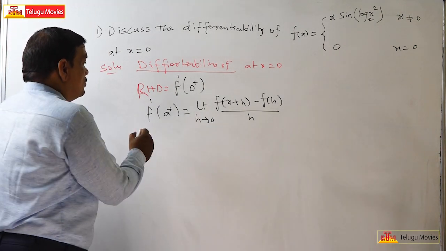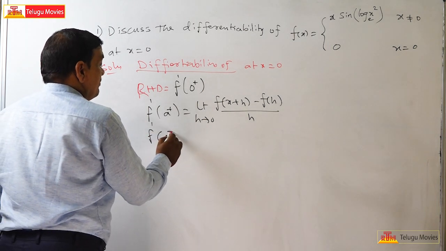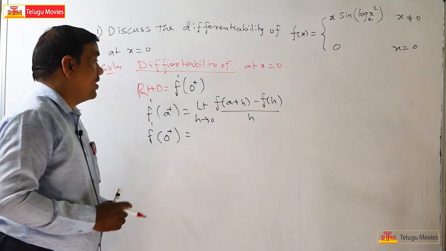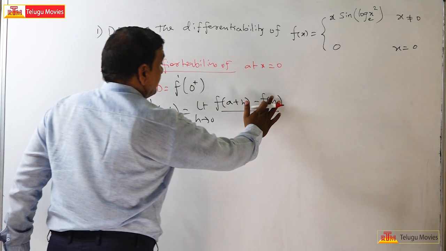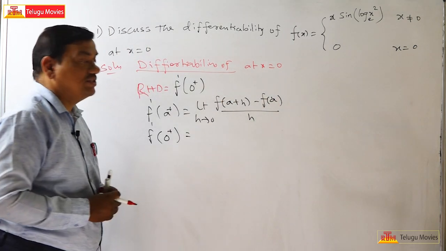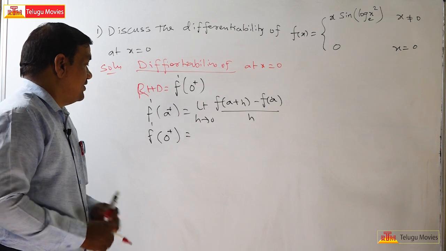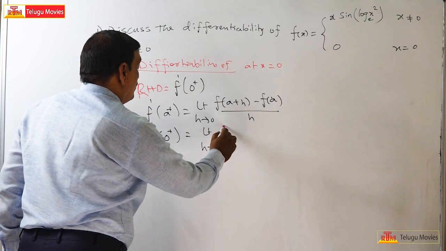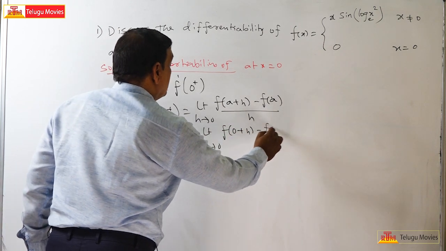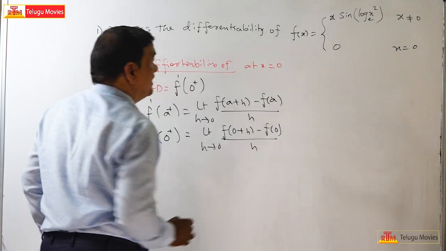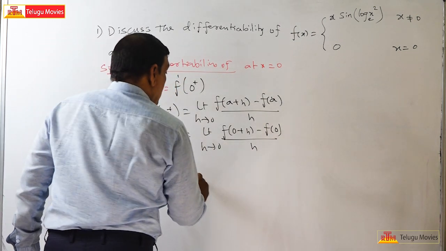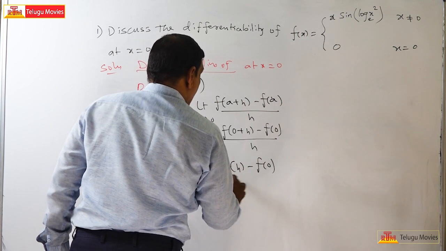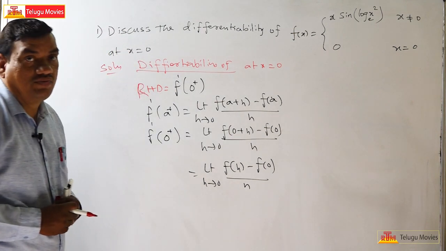Now we are finding the right hand side derivative at 0 plus, so here a plus h. The formula is f of a plus h minus f of a by h. At 0 plus we are checking limit h tends to 0 of f of 0 plus h minus f of 0, whole divided by h. That means limit h tends to 0 of f of h minus f of 0 by h is the value we have to find out.